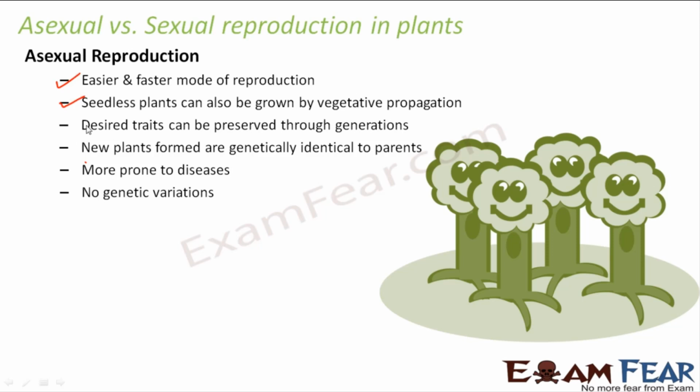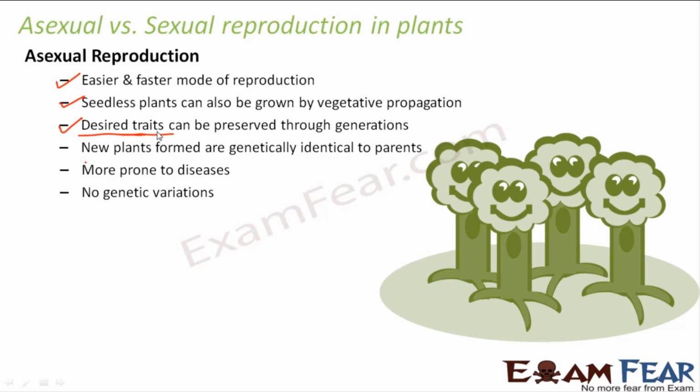Desired traits can be preserved through generations. What do we mean by desired traits? Because in asexual reproduction, we know that the new organism or the new plant which will be formed is going to be exactly identical to the parent. So whatever plants we desire to have, we can grow them asexually because we have the surety that the same plant will get formed. So the desired traits can be preserved through generations. New plants formed are genetically identical to the parents. So the new plant will be exactly the same as the old plant.